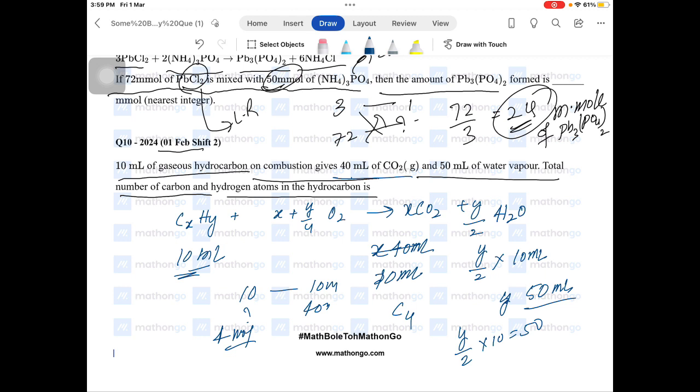Now y by 2 is equal to 5, so y is equal to 100 by 10, that is equal to 10. So now x is equal to 4, y is equal to 10, then C is equal to 4, H is equal to 10. The formula is C4H10. I hope you understood this video.